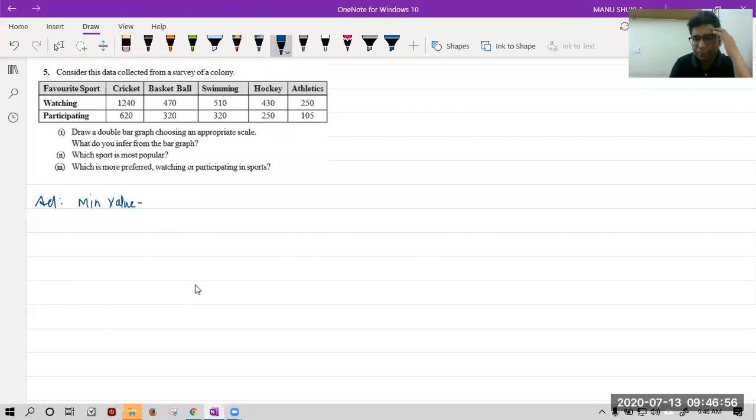Very good, Avneet. What is the minimum value? Minimum value is 105. Very good. And the maximum value is 1240. So I guess going with a scale of 100 would be appropriate, because if you go more than that, like 200, that will be okay, but it will be tough for you to find the values. On the graph paper, it is easy for you to find between 10 values.